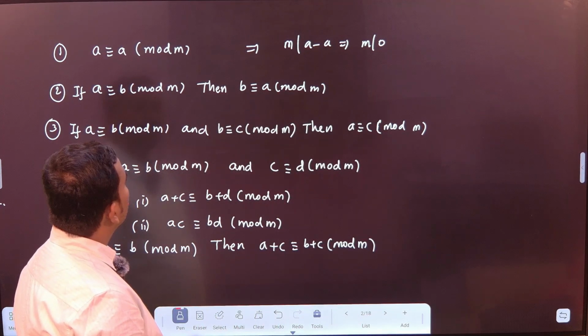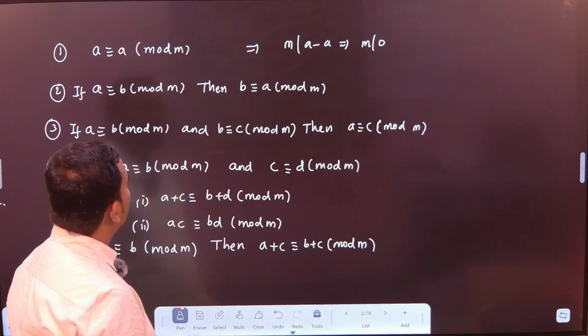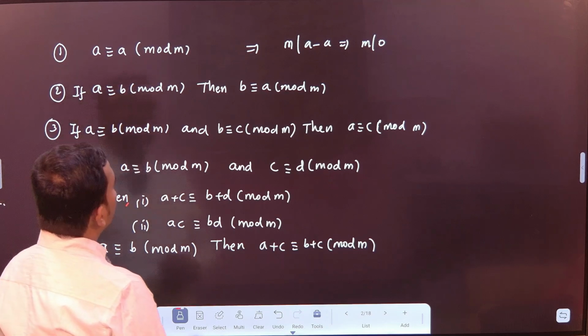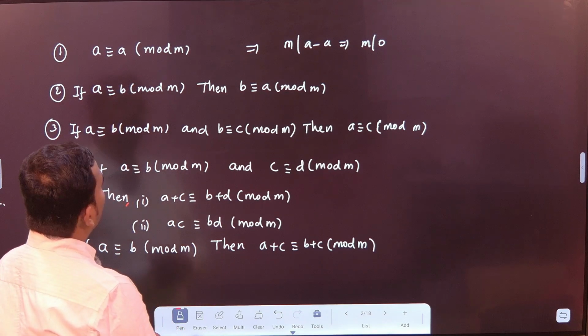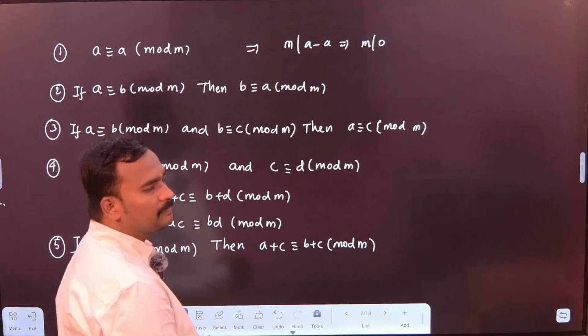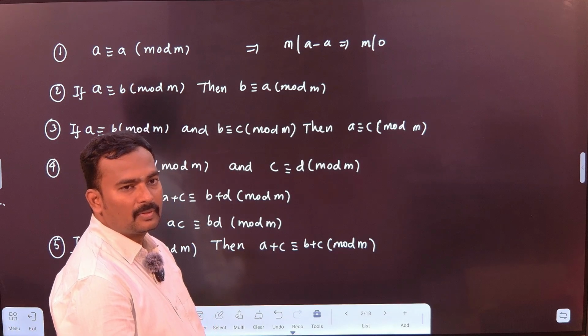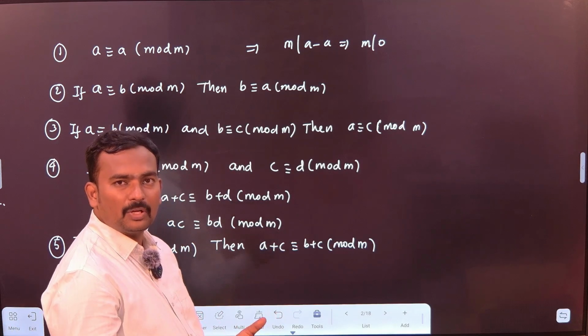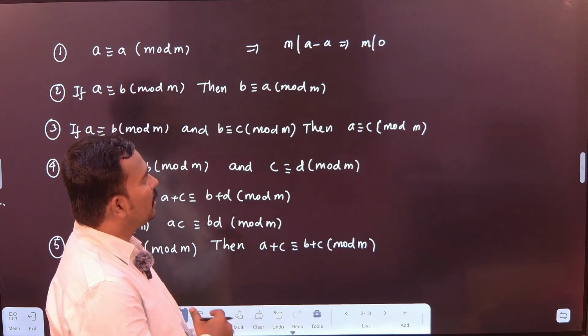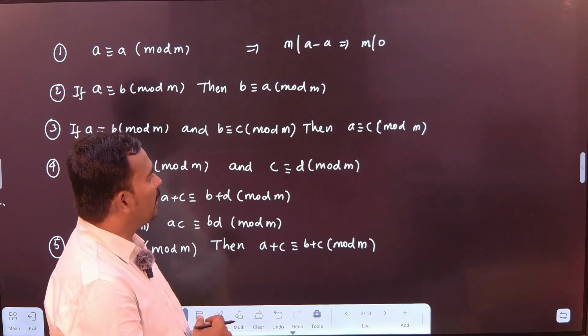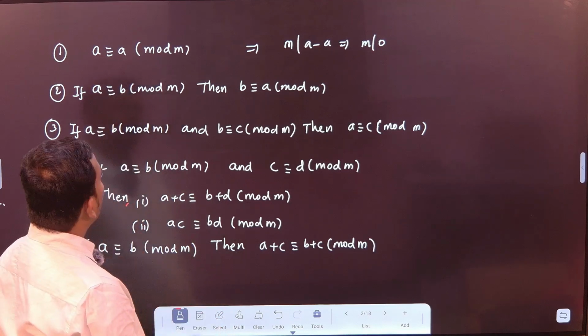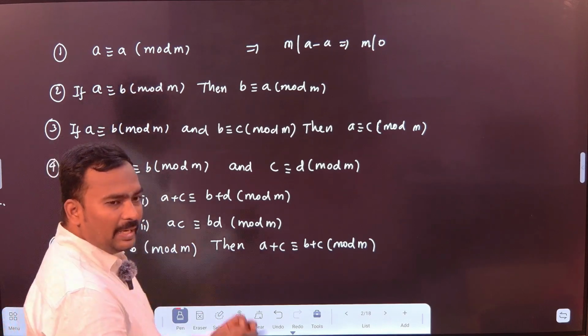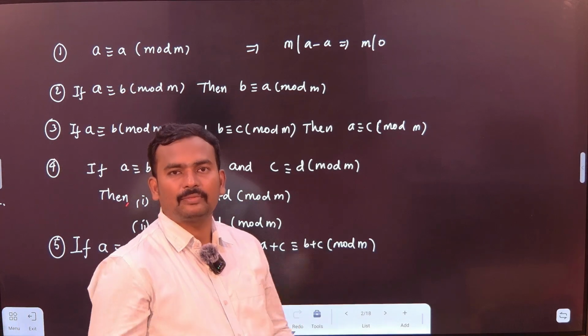Clear or not? M divides 0. So therefore A is congruent to A modulo m. Understand? Because 0 is divisible by any number you take, right? It completely divides. Therefore A is congruent to A modulo m. So any number you take is congruent to itself.